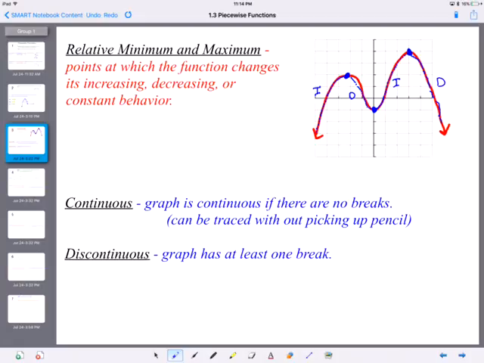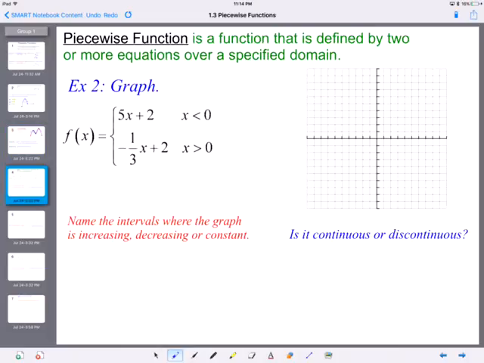So we're going to look at piecewise functions today, and some of these will be continuous and some of them will be discontinuous. So a piecewise function is a function that is defined by two or more equations over a specific domain.